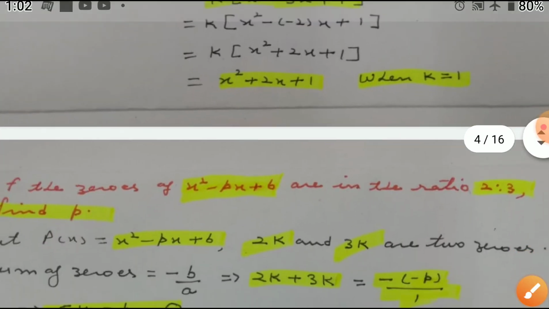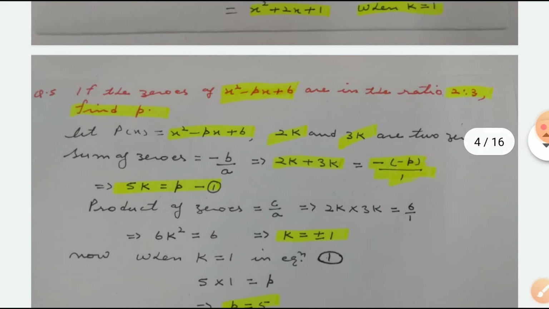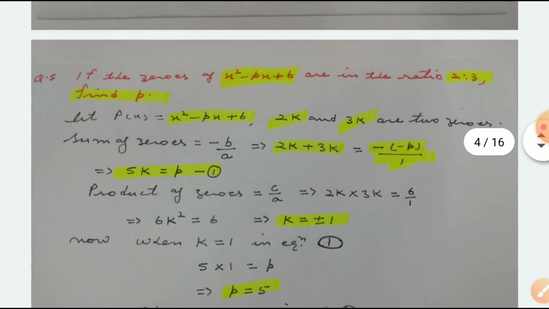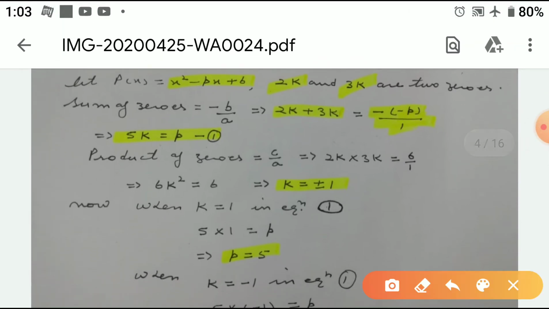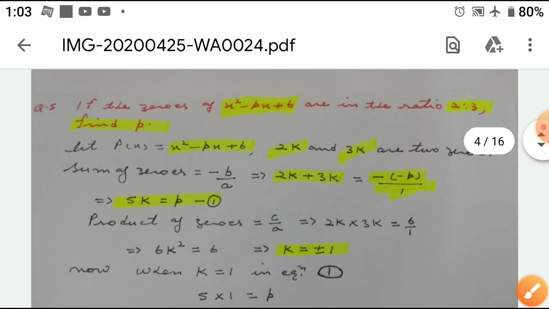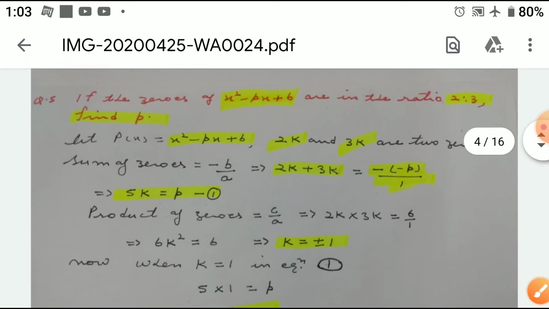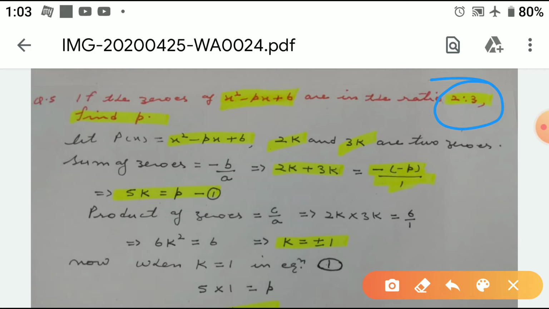So come to the next question, question number 5. If the zeros of x square minus px plus 6 are in the ratio 2:3, find p. Zeros are in the ratio 2:3, we need to find the value of p. Clear? So the question is simple. Look at this. Here the polynomial is x square minus px plus 6 and 2k and 3k are two zeros. Why are 2k and 3k the two zeros? Because it is given that the zeros are in the ratio 2:3. So we write 2k and 3k as the two zeros.